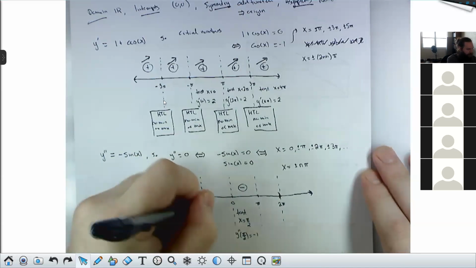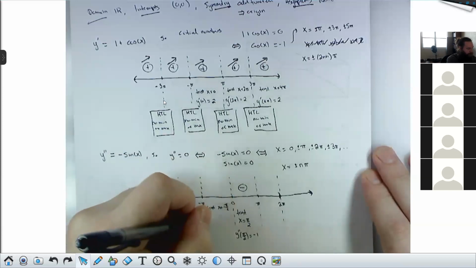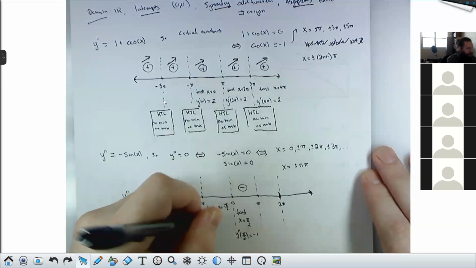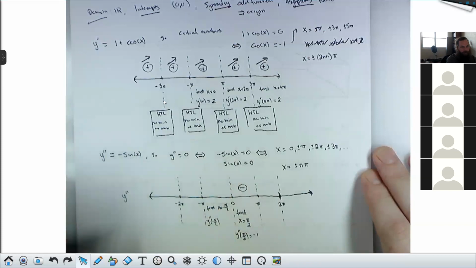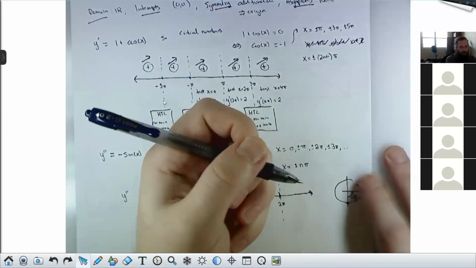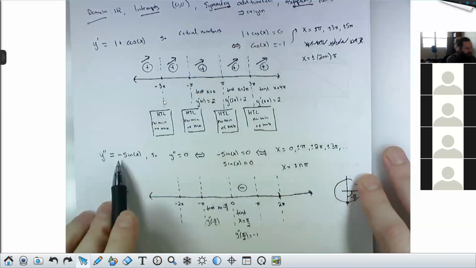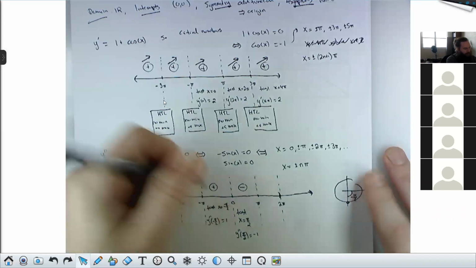And what about over here? I could test x equals negative pi over 2 between negative pi and 0. What is y double prime of negative pi over 2? If you plug negative pi over 2 in here, the sine of negative pi over 2 is what? It's negative 1. So if I rotate down negative pi over 2, that lands me here. And the y value there is negative 1. So this would be negative 1, which would make this positive 1 overall. So we're concave up here.